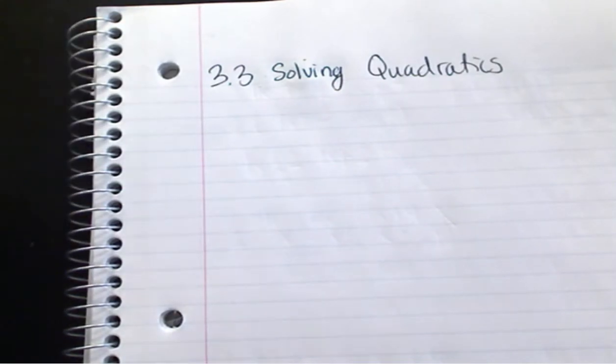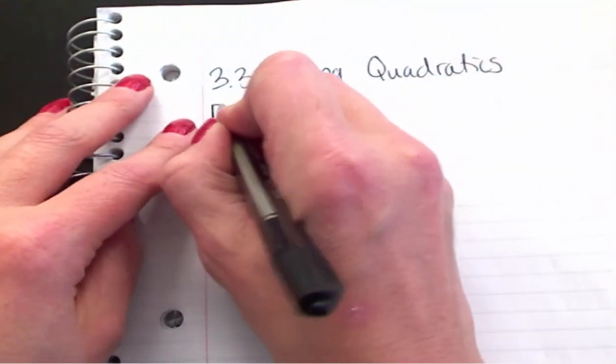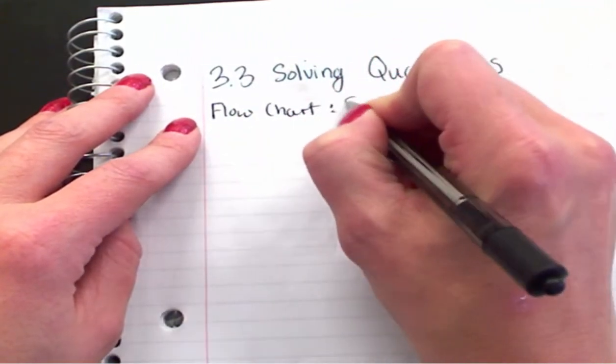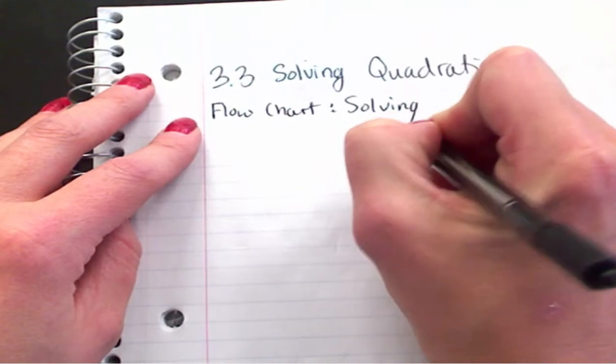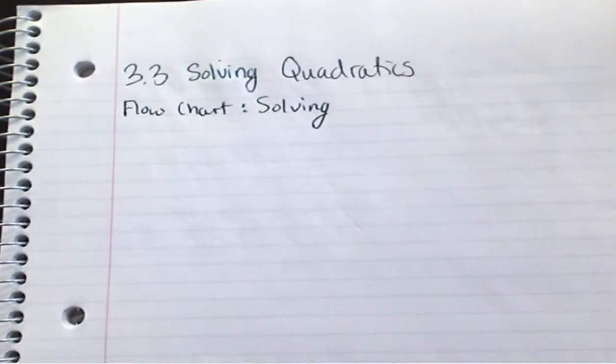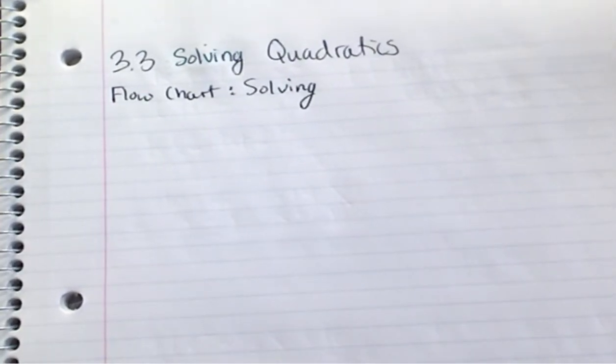All right, we're going to look at solving quadratics, and we're going to look at solving them two ways today. And so there is a flow chart for solving. There is a flow chart for factoring. Like, what do I try first? What do I try second? This is not exactly a how-to-solve procedure. This is what do I try first?